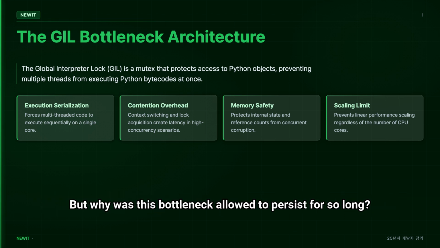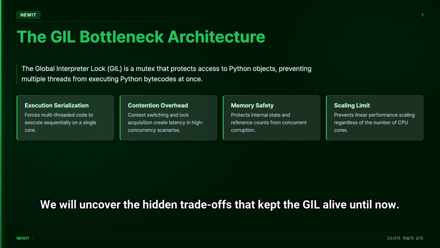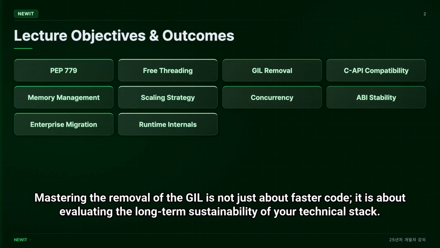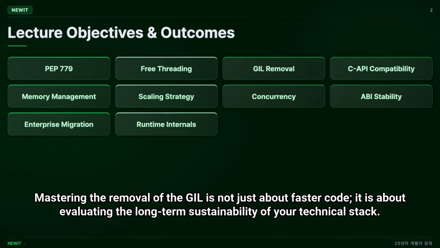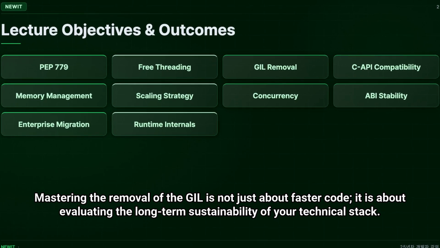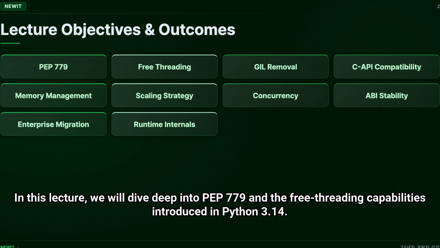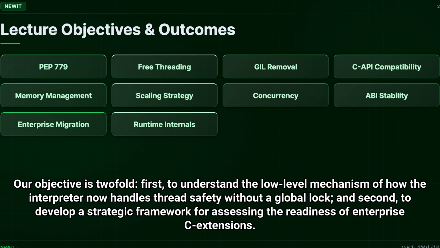But why was this bottleneck allowed to persist for so long? We will uncover the hidden trade-offs that kept the GIL alive until now. Mastering the removal of the GIL is not just about faster code, it is about evaluating the long-term sustainability of your technical stack. In this lecture, we will dive deep into Python 7.79 and the free threading capabilities introduced in Python 3.14. Our objective is twofold.